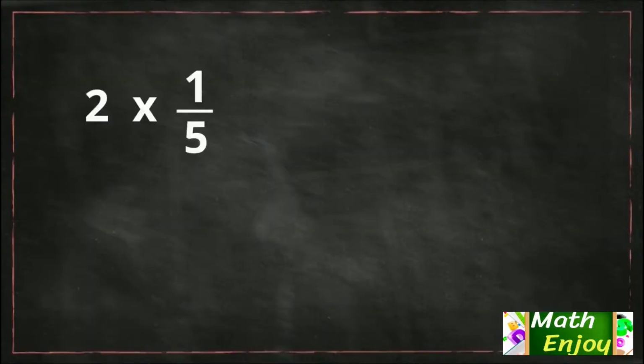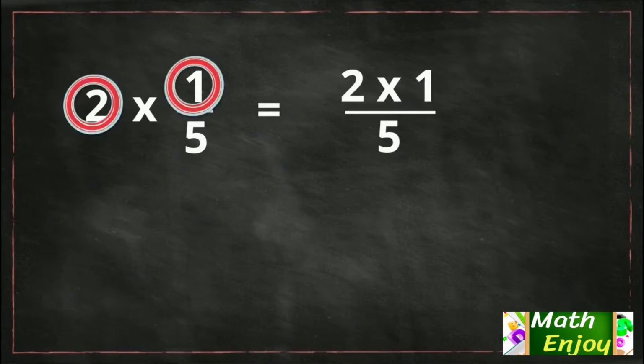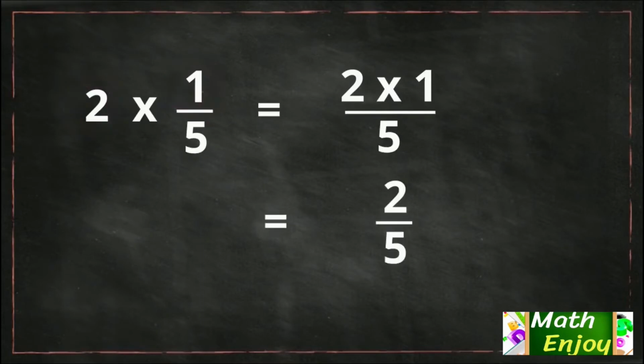2 multiplied by 1 over 5. Here as I told you, there are two operations, multiplication and division. We can write this in this way also. 2 multiplied by 1 divided by 5. I told you we have to multiply the whole number by the numerator. So I will multiply 2 and 1. 2 times 1 is 2. Denominator should be 5. 2 over 5 is the answer.